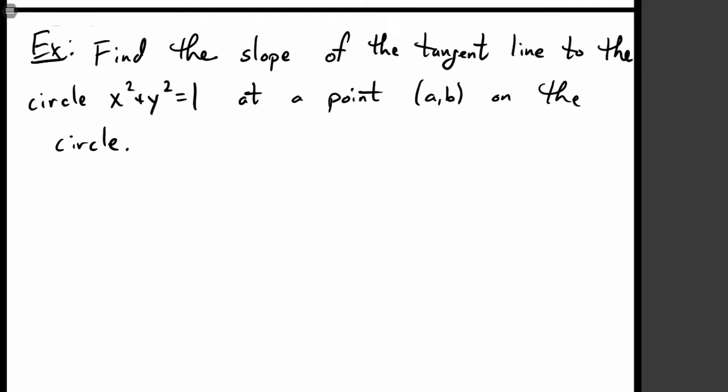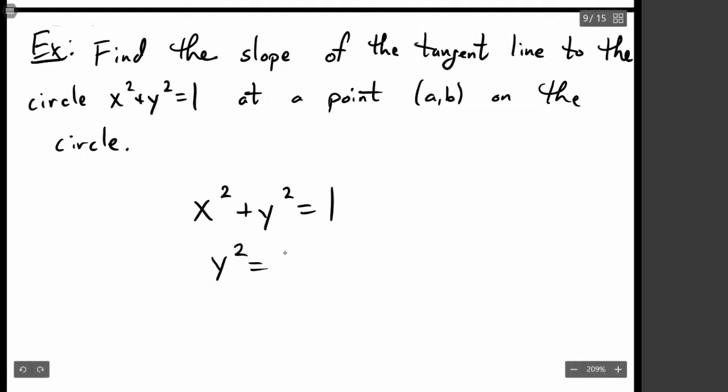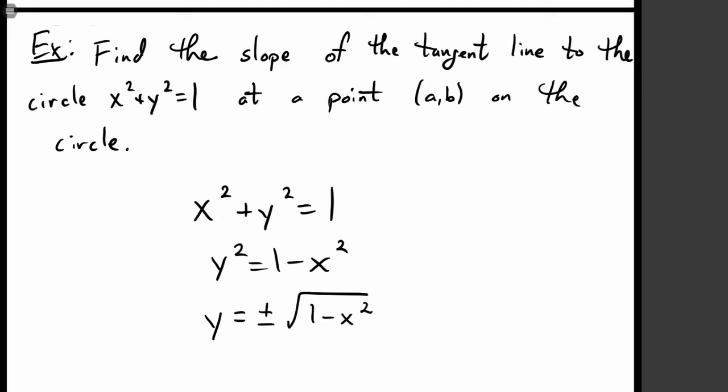Well, if we know what the point is, we could take the equation of the circle and try to solve for y. So we get y squared as 1 minus x squared. But the problem with this is we have to square root both sides, and then we get this plus or minus here. Now, this is fine: if we know that y is negative, then we use the negative square root. If we know y is positive, we use the positive square root.